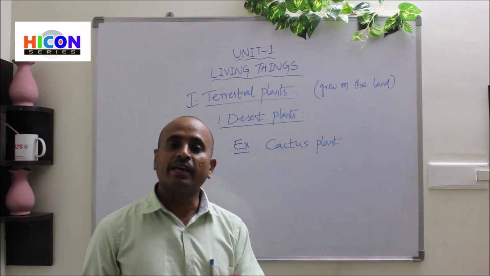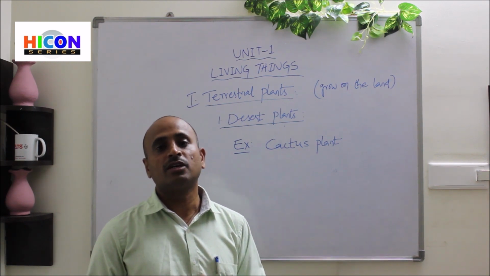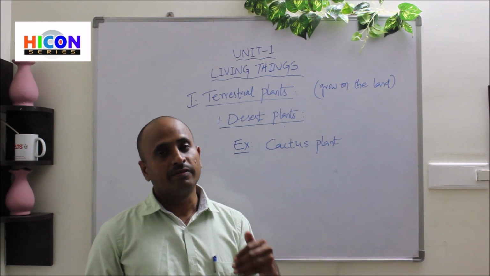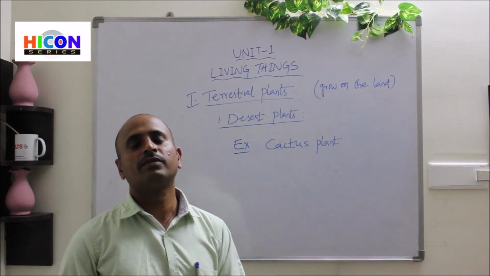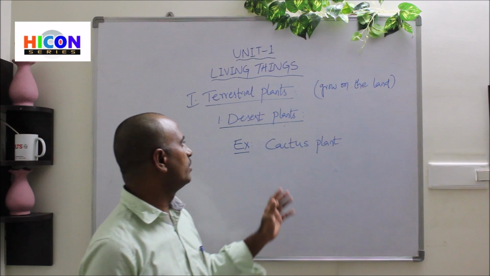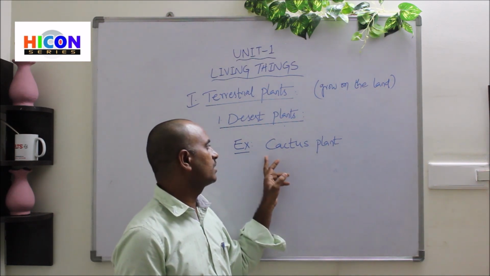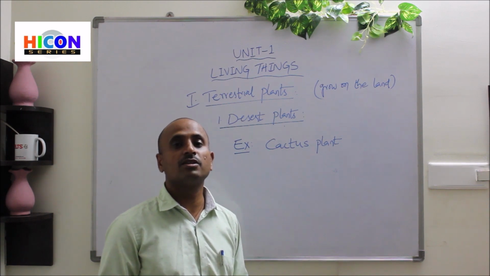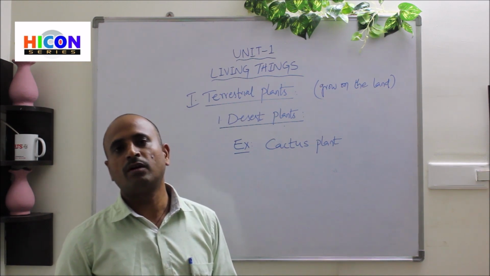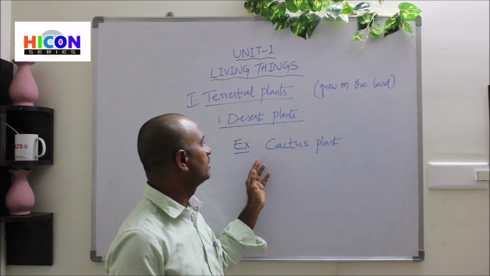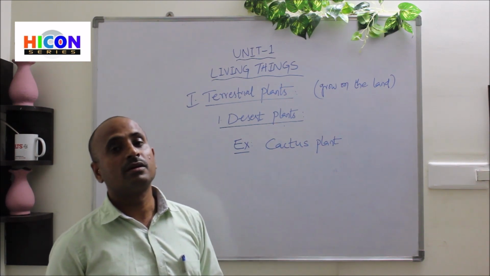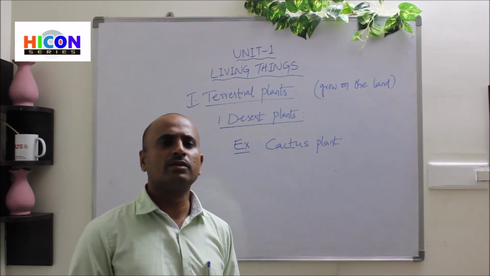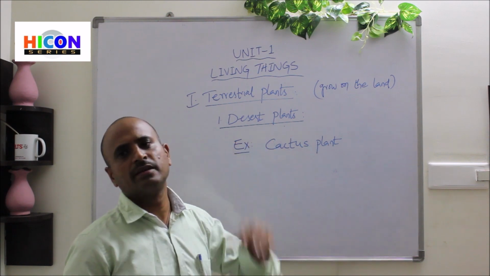So that they can absorb the water which is present at the very deep places of the soil. So this is about the cactus plant. Another example for a desert plant is also the palm tree. The palm tree is also grown in the desert, and cactus plants are also grown in the desert. So this is about desert plants.